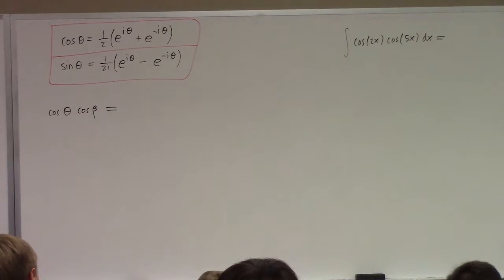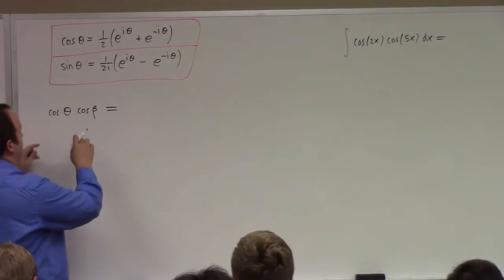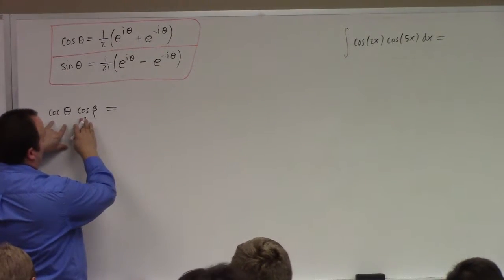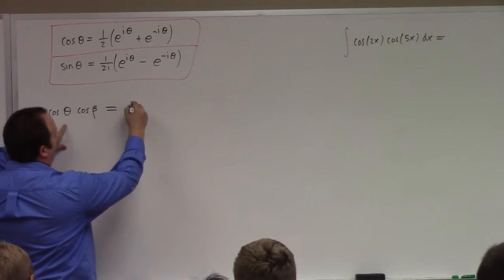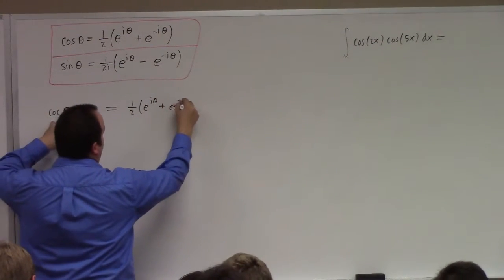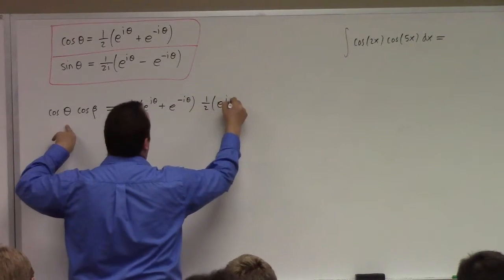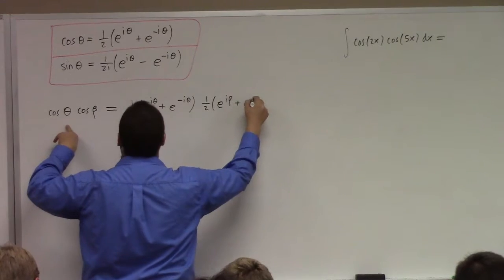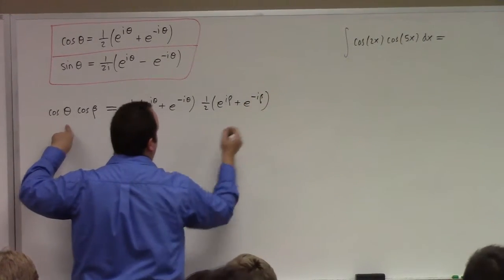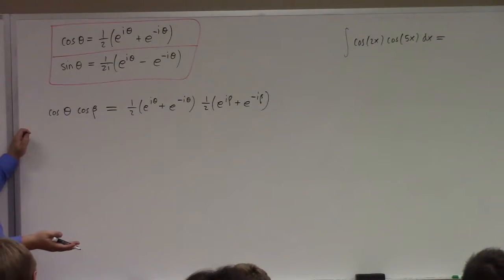It's not covered by the techniques we've done so far. You need to know trigonometry that you might not know. Here's how you can derive that trigonometry. So I just take cosine theta and cosine beta, and I replace them by these imaginary exponentials, like so. And then you just multiply like normal.